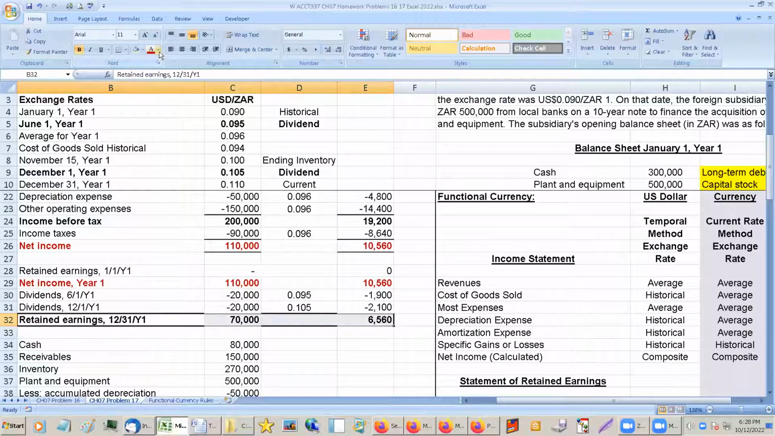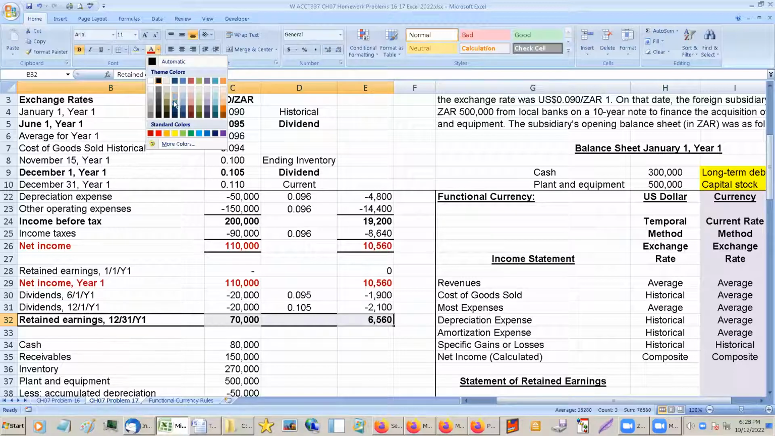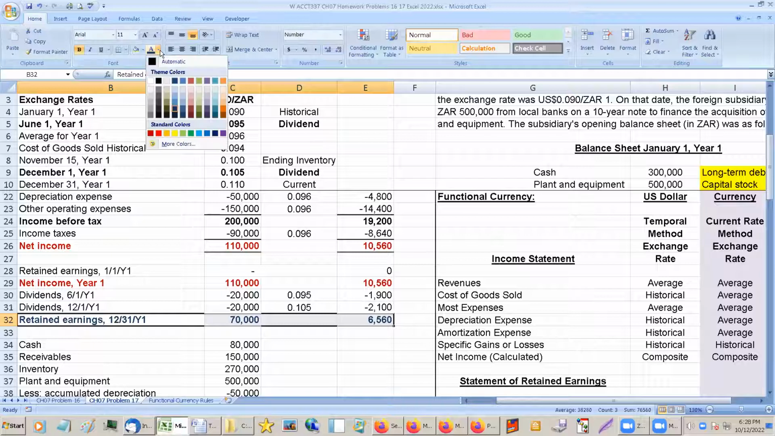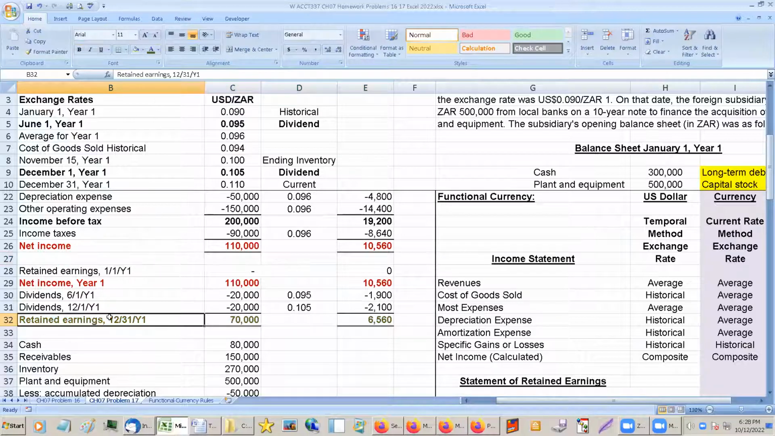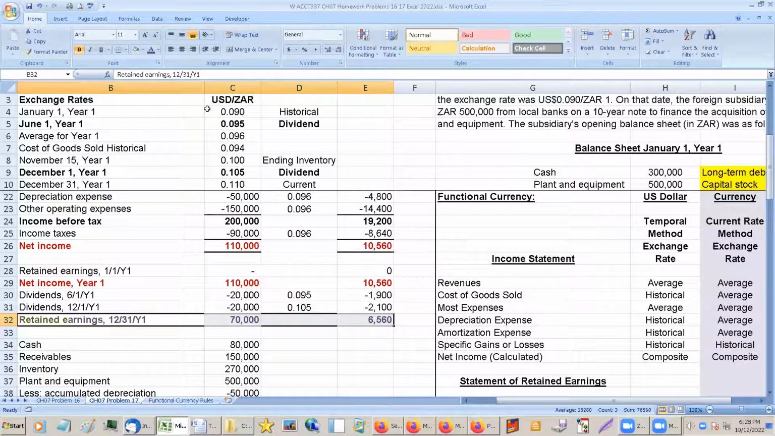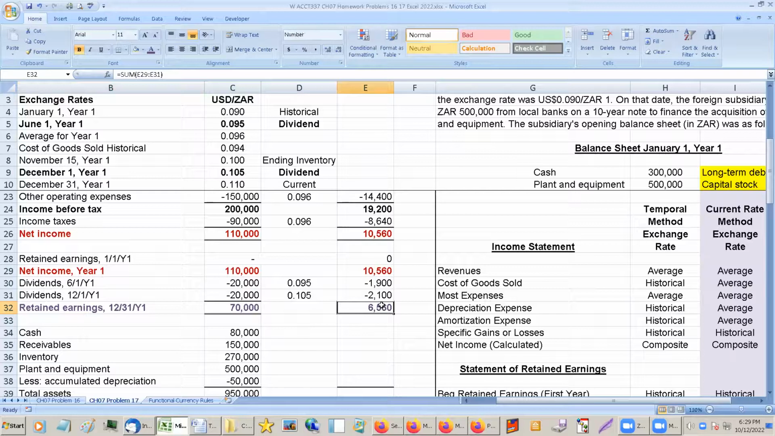Gotta find a better color for this. How about this? There, it's almost invisible. How about that? Hardest part about taking the CPA exam is knowing what color to make things. All right, too bad. Yeah, we'll leave it. Okay, so this would be our retained earnings.